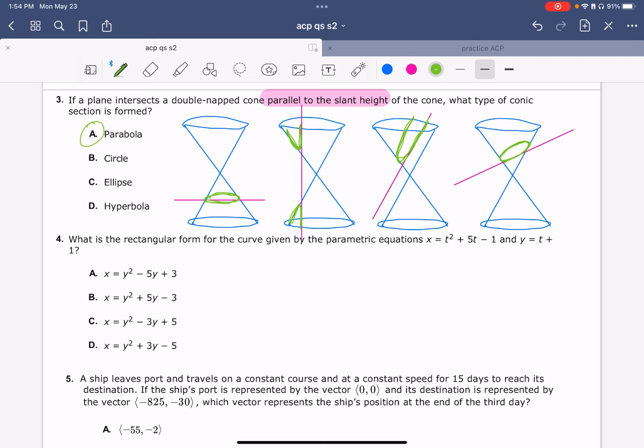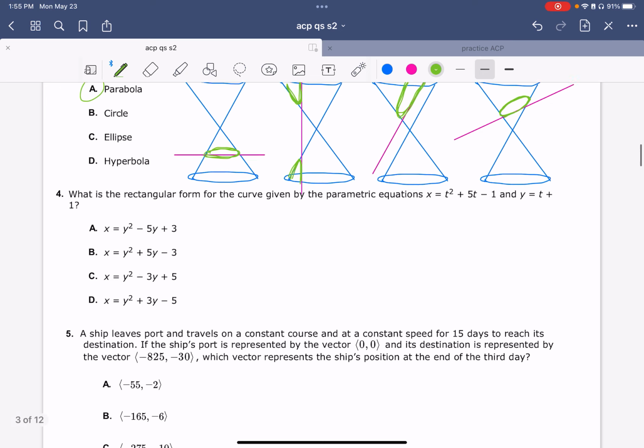If you have a hard time remembering this, I would probably suggest watching that 5-minute YouTube video I uploaded the other day, just to refresh your memory, and then just quiz yourself until you can remember which shapes are formed. Moving on to number 4.